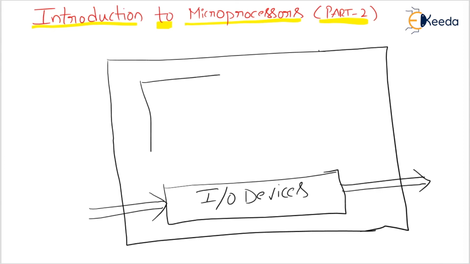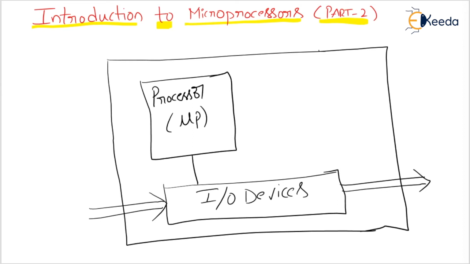Another very important part of the computer is the processor, which I already told you, shortened as MUP. There is a direct connection, so we can transfer data between the processor and the IO devices.